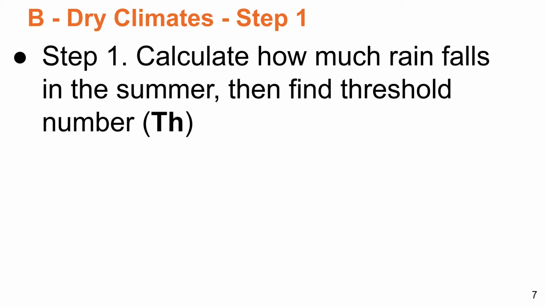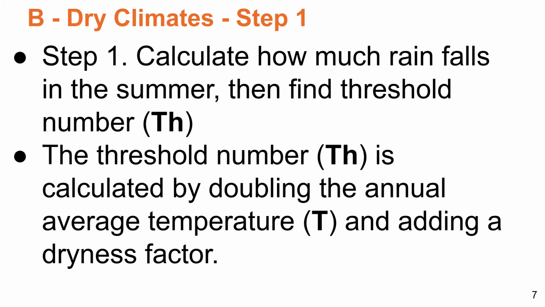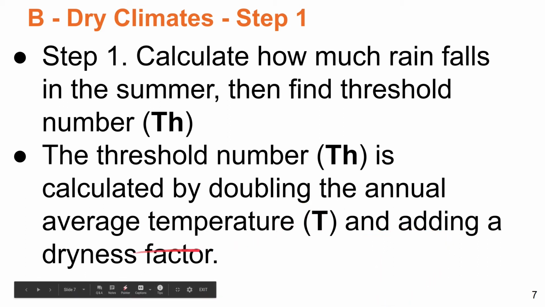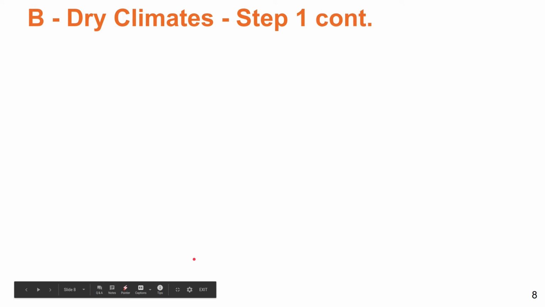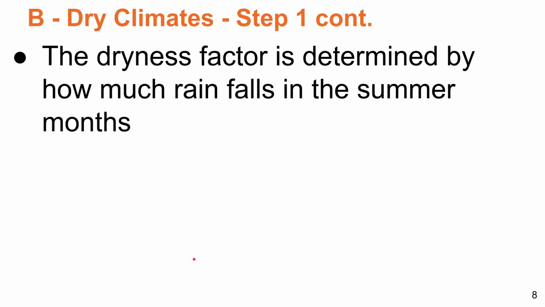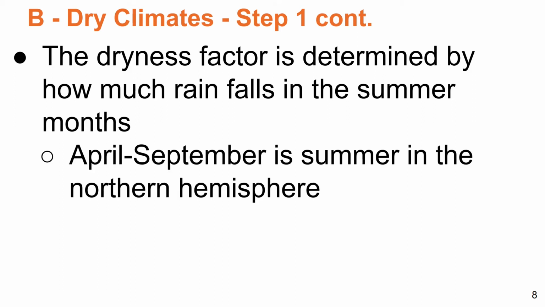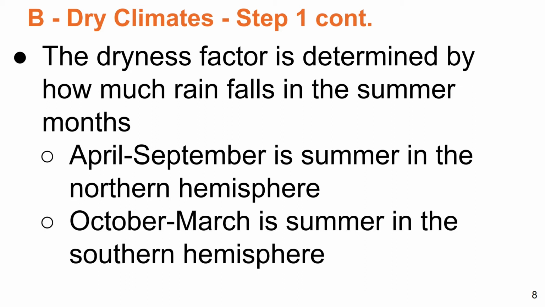Step 1, calculate how much rain falls in the summer, and then use that to find the threshold number. The threshold number is calculated by doubling the annual average temperature, T, and adding a dryness factor. The dryness factor is determined by how much rain falls in the summertime. April through September are the 6 months that we will use as summer for the northern hemisphere, and October through March is going to be summer for the southern hemisphere.